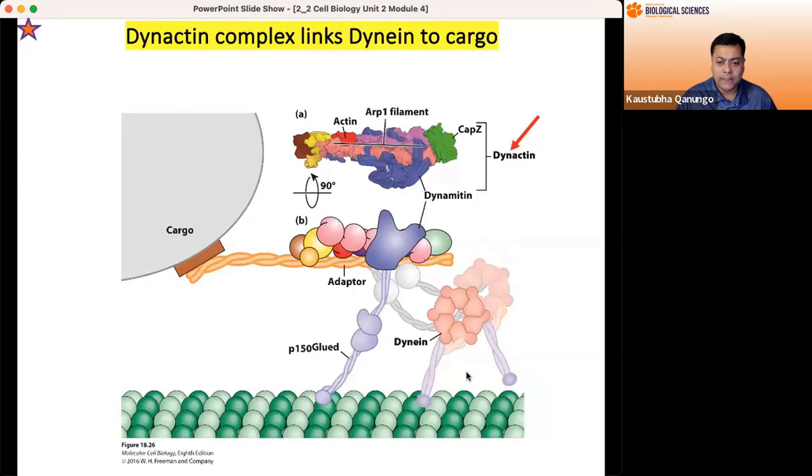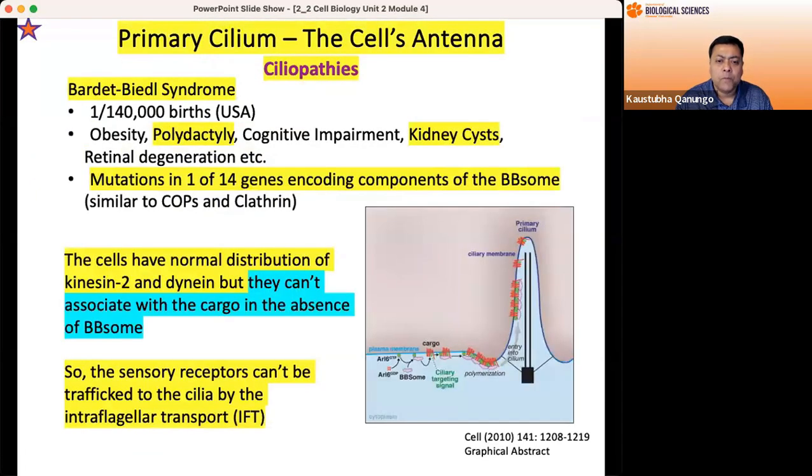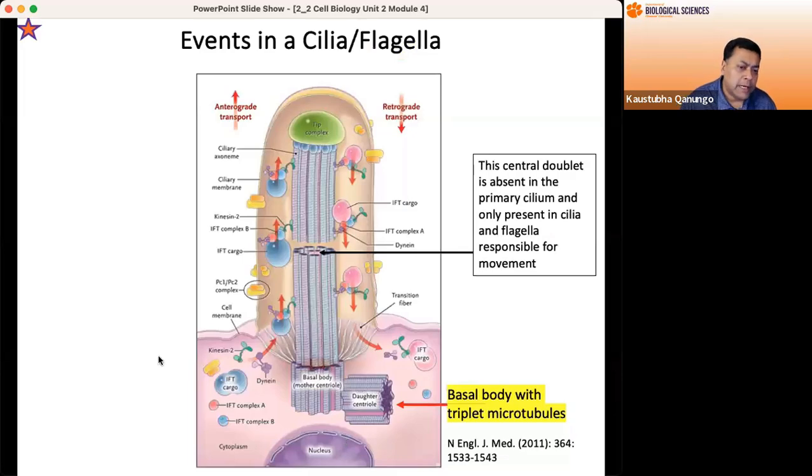So you have the cargo, you have the dynein, and here you have the different proteins. Somehow, if you miss this ARP1 or any protein which is in the dynactin, then the cargo and dynein association will not happen. And BBsome is one of the proteins associated with the membrane. It's not like the cargo, it's cargo-related, membrane-related. That's the reason the cargo cannot be associated with the motor proteins, and they are not delivered at the tip of the flagella, and that causes the problem. So sensory receptors can be trafficked by the transport. This actually gives you all the events in the cilia and flagella.